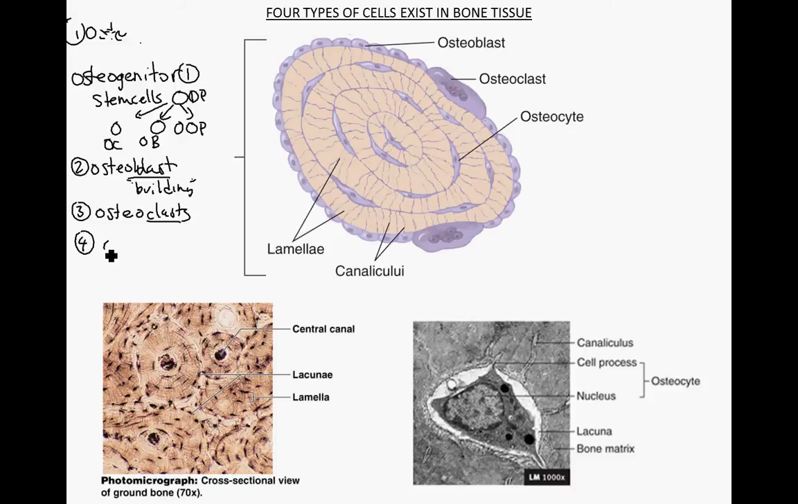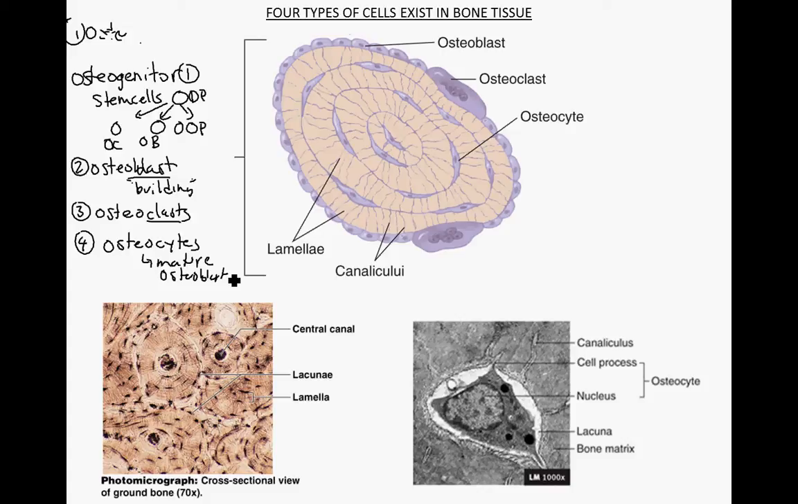And then fourthly, you have osteocytes. And so the osteocytes are mature osteoblasts. So it's the activity of these cells that helps to keep bone living, helps keep bone reforming itself, and coming into a dynamic equilibrium here. So osteoprogenitor cells, osteoblasts, osteoclasts, and osteocytes.